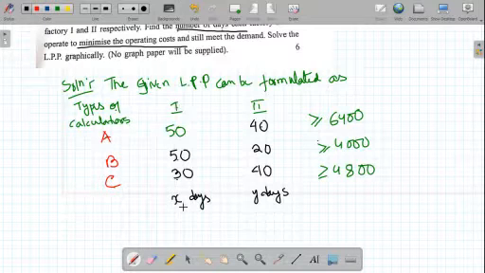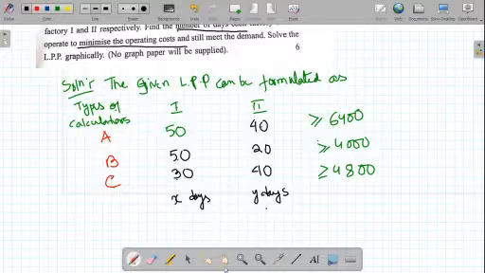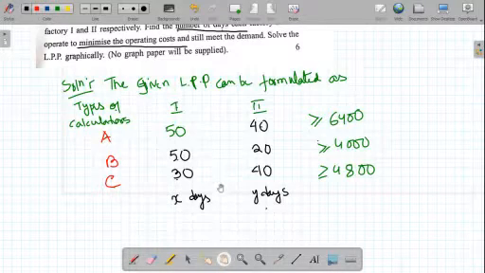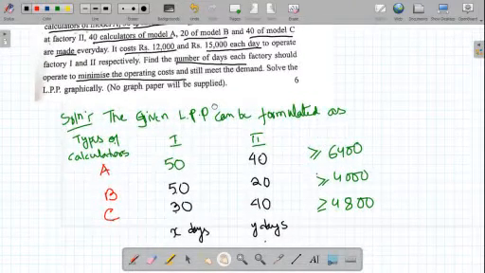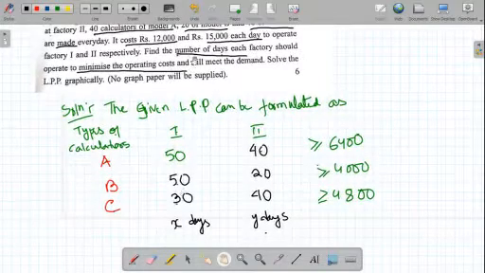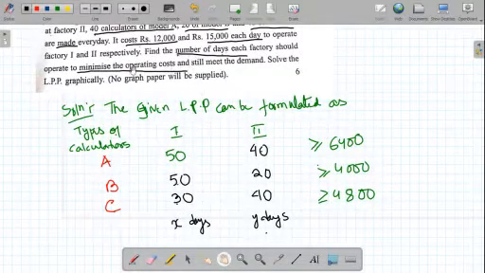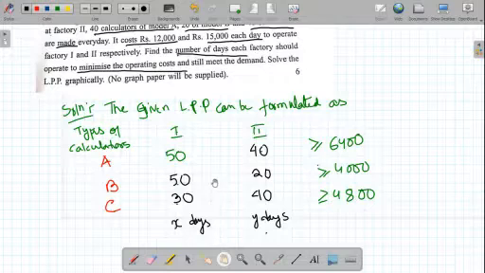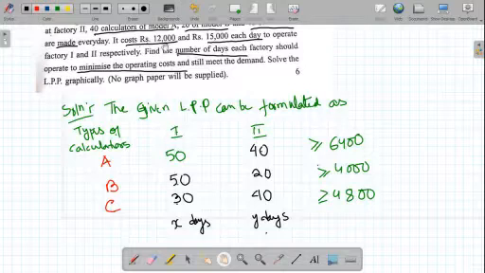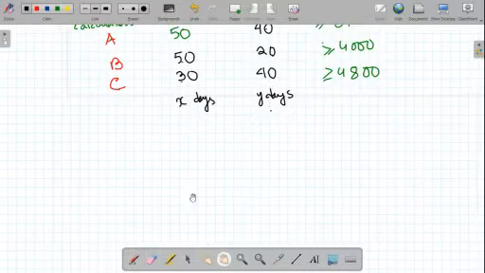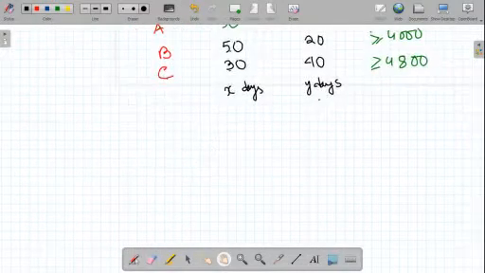So factory 1 works for X days, factory 2 works for Y days, and that means we have to find X and Y so that the operating cost is minimized. What was the cost of operation of factory 1? It is 12,000. And factory 2? 15,000, right?